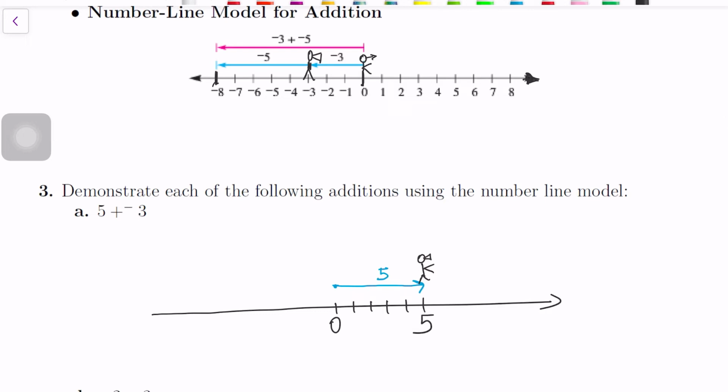And then plus -3, so that means that you're going to be walking backwards 3 units. So from that point on, you go 1, 2, 3 units backwards. Okay, so that's going to put you here, right? So that stands for -3.